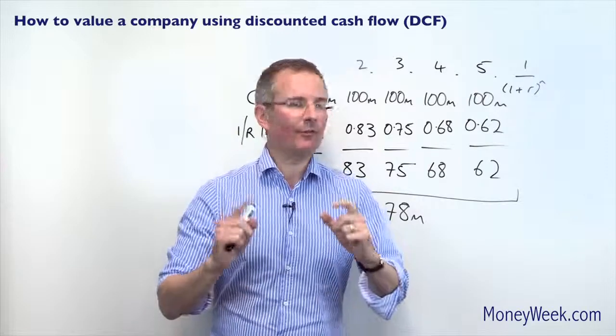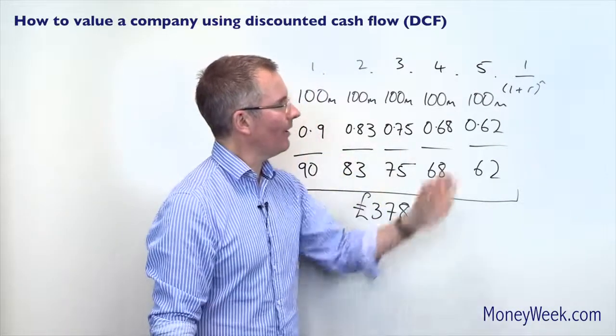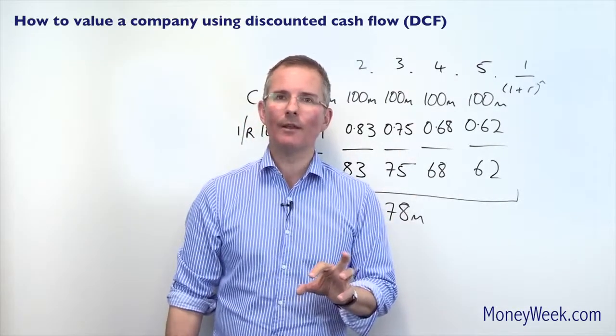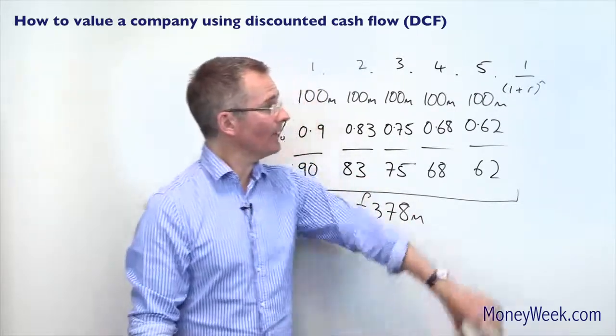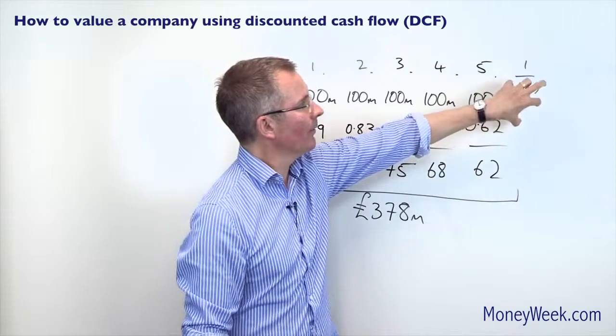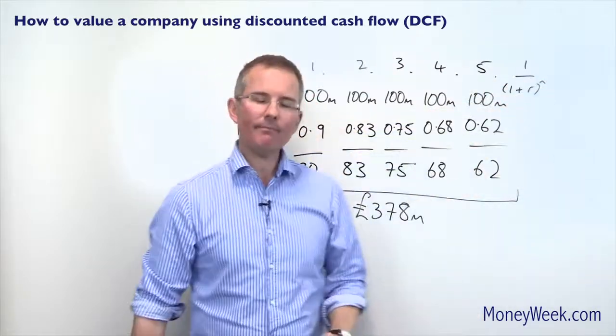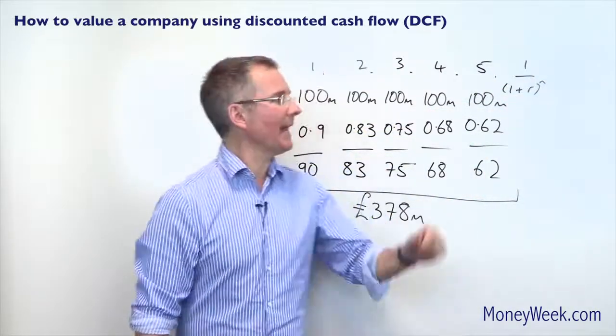Okay, first of all, do companies stop after 5 years? Not usually. They keep going. Okay? How would I deal with that in practice? I'm not going to do it here. What I'd need to do is plug in what they call a terminal value and then discount that back and add it on the end.